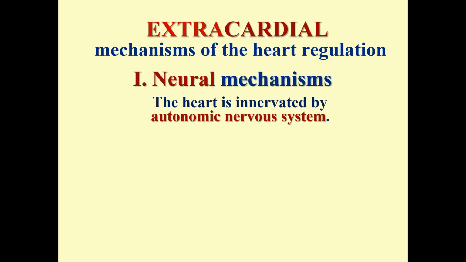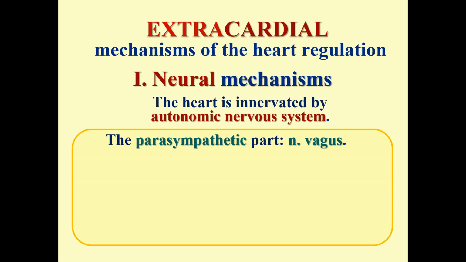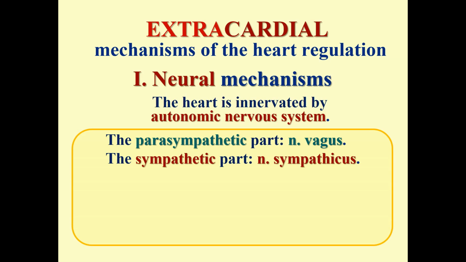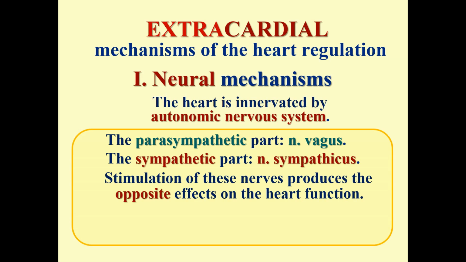As for neural mechanisms, the heart is innervated, as you remember, by the autonomic nervous system. I hope the autonomic nervous system is remembered well, and for the heart it's easy: two opposite influences from the sympathetic and parasympathetic divisions. The parasympathetic part is the number 10 cranial nerve, nervus vagus. And the sympathetic part is represented by a nerve that is called simply the sympathetic nerve, or in Latin, nervus sympathicus. Stimulation of these nerves provides opposite effects.